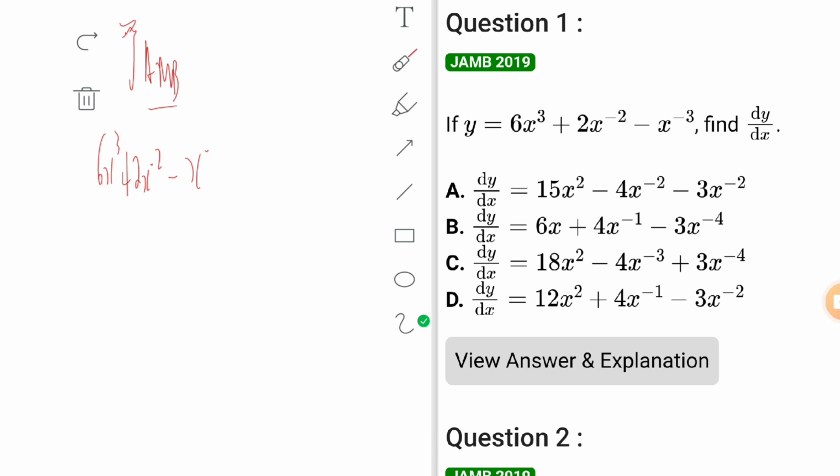Now, going back to our question, this is our question: 6x cubed plus 2x raised to power minus 2 minus x raised to power minus 3. So we're going to find dy/dx, finding dy/dx of this function. So to find dy/dx of this function, using the formula dy/dx equals a n x raised to power n minus 1, we use the 3 over here, times it by the 6, then we have x to the 3 minus 1.